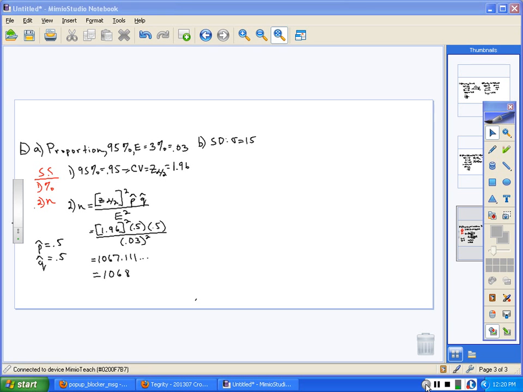How many random IQ scores must be obtained if we want to find the true population mean? So this one says mean. So we're going to pick a formula that has the word mean next to it. And then it said within 0.5.